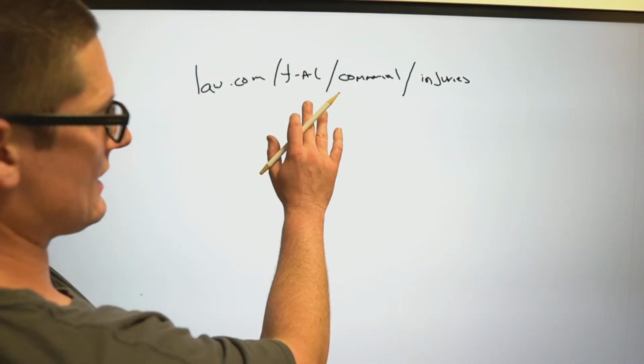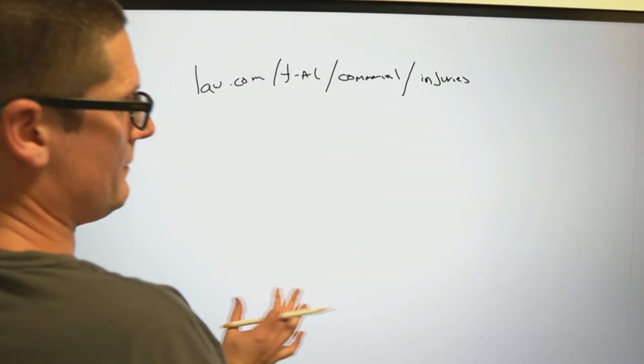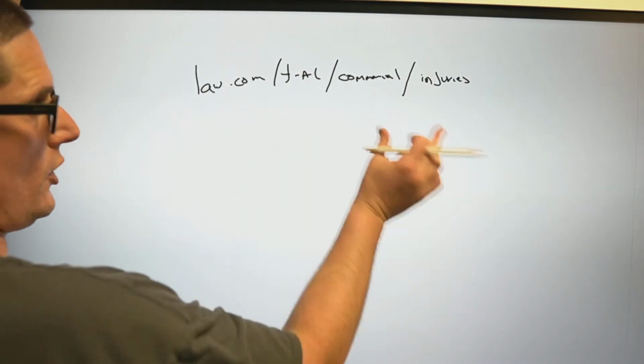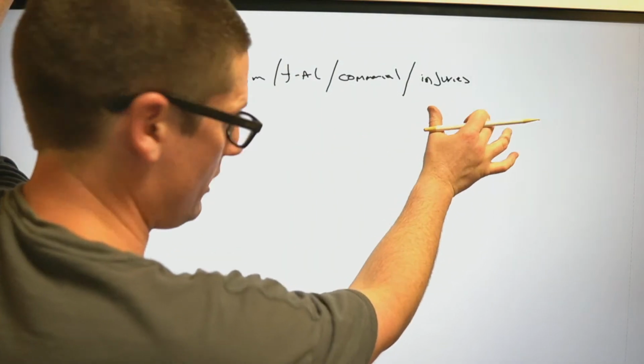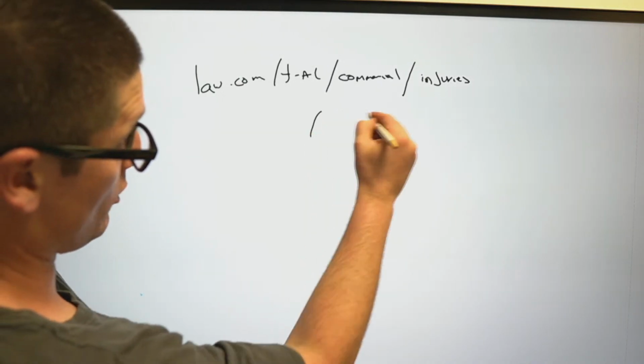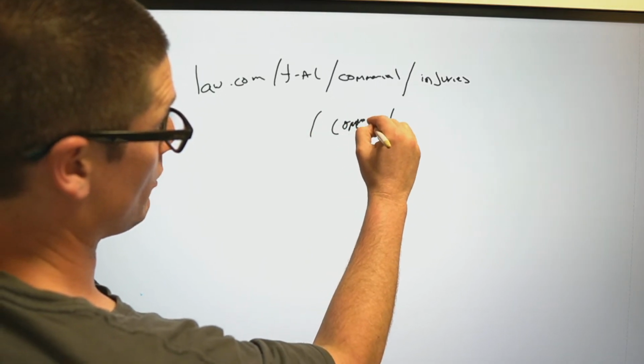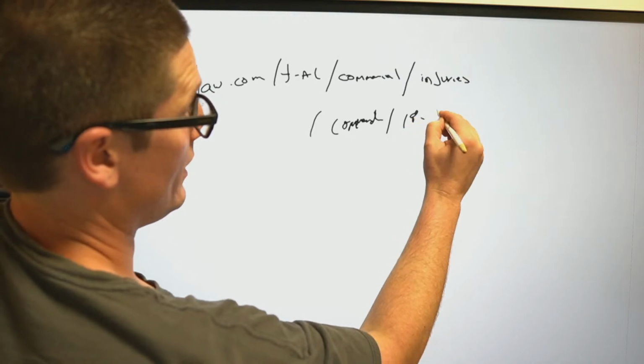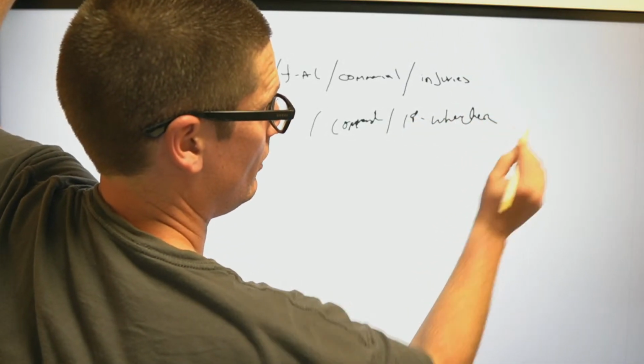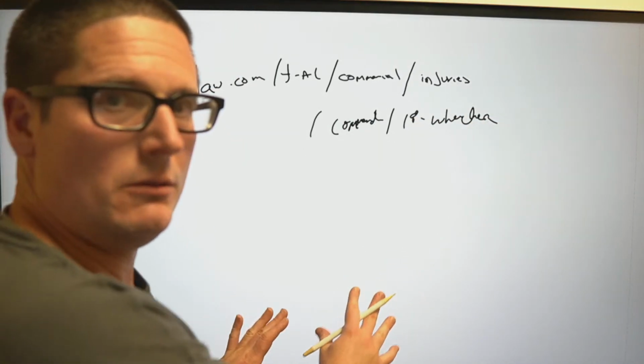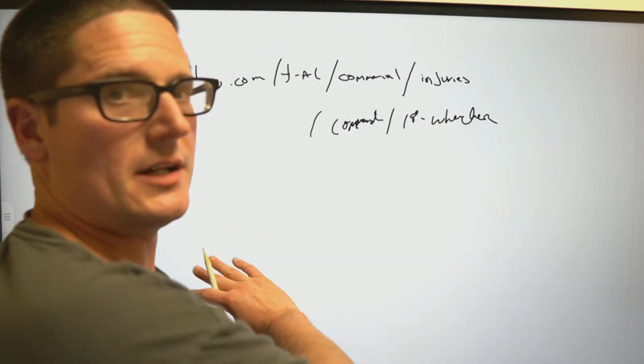All right. So law, truck accident lawyer, commercial. We're talking about injuries. So this is truck accident lawyer, commercial injuries. Okay. And this is commercial. This could be in the commercial section. Commercial. We could go 18-wheeler. Okay. Does this make sense to you? Do I need to explain this in a different way?